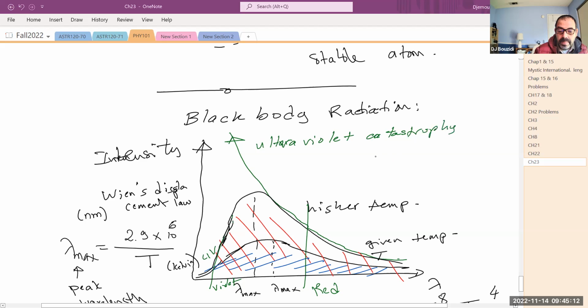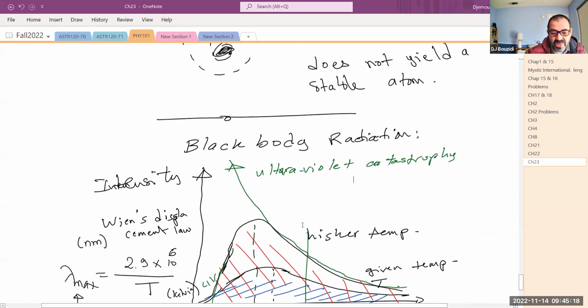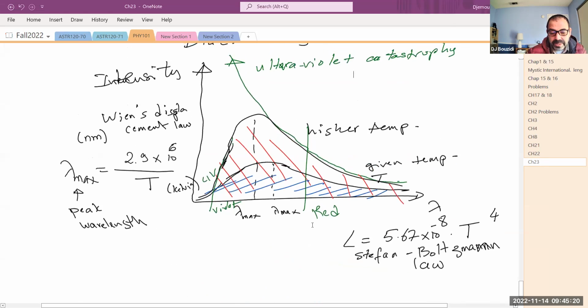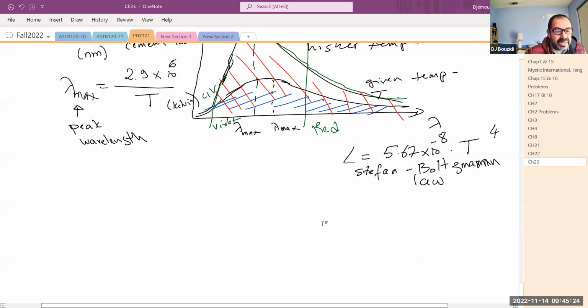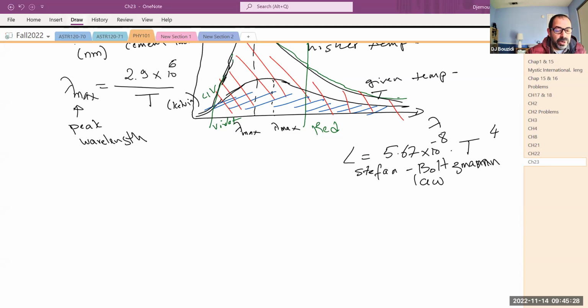Catastrophe. What that means is the following: for short wavelengths, the theory doesn't work. The model that Mr. Rayleigh has proposed doesn't work. So Mr. Planck, in an attempt to come up with a better explanation, came up with another model.